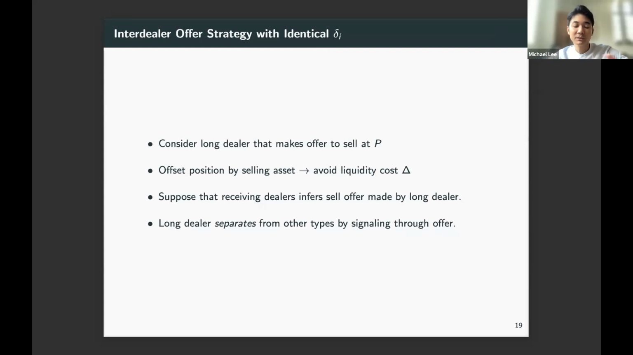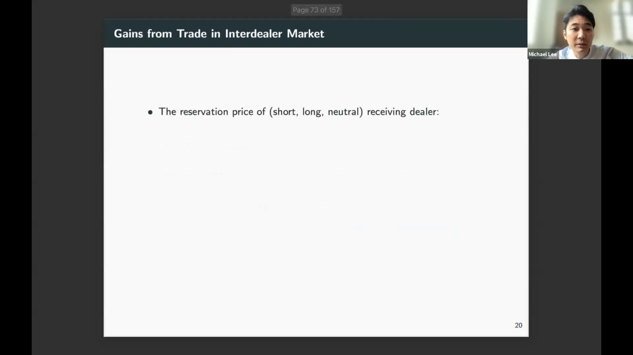So let's think about this environment where we've conjectured that a long dealer makes these sell offers, and only a long dealer makes these sell offers. We still need to think about the price at which the long dealer is willing to make this offer. Now, there are three candidate prices that we can think about, depending on the mass or the types of dealers that the long dealer wants to encourage to accept the trade. And we need to think about then the reservation price of these various different types of receiving dealers.